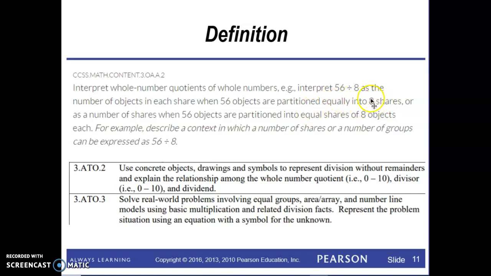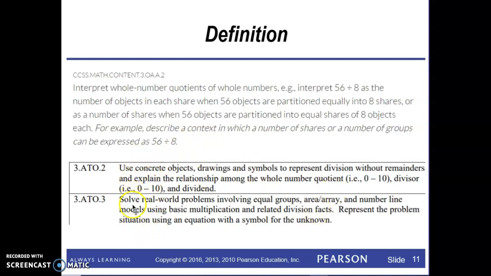So I have two different ways of thinking about this. I can split it equally into a certain number of groups, or I can be looking for the groups if I know how many things are in the groups. So two different ways of expressing division, and we're going to look at both of those and practice writing some word problems. Just like multiplication, this is in the South Carolina standards here.